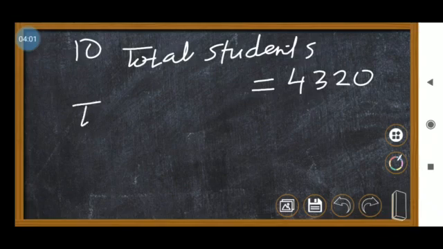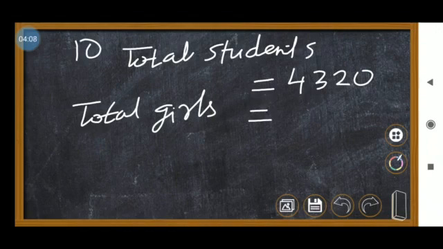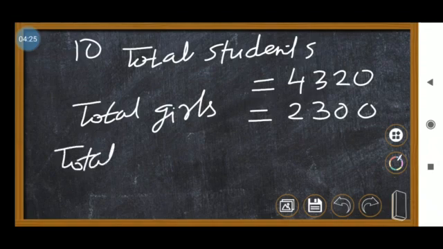So total girls, here I have to write total girls: 2,300. And find the ratio of the number of girls to the total number of students. That's the first question. The second question is the number of boys to the number of girls. So we have to find the number of boys, the total boys.